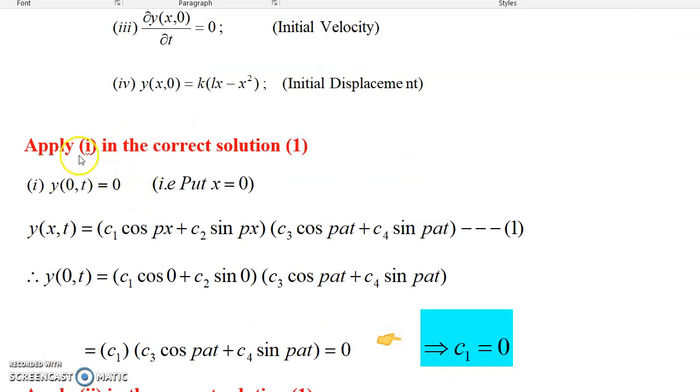Now let us take the first condition, y of 0, t equal to 0. What is the meaning of applying this? In the place of x, I have to put 0. So go to the correct solution. When I put x equal to 0 here, what do I get? Cos 0 is 1, sin 0 is 0. And we should not touch t because t is t only. So don't touch the t term.